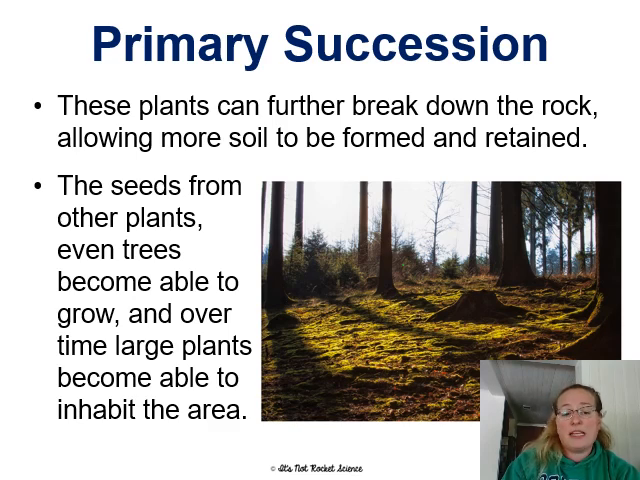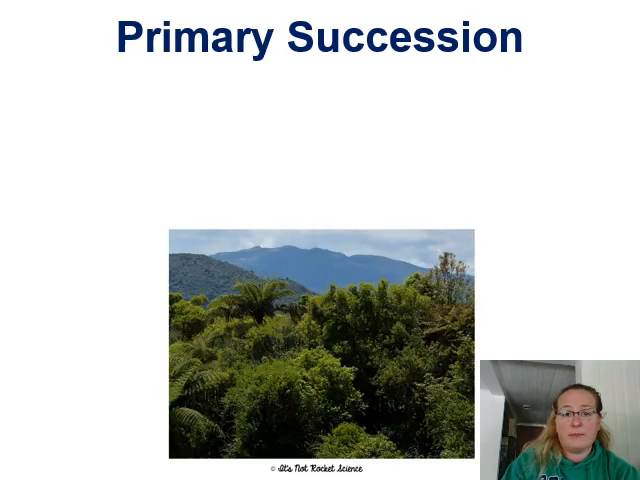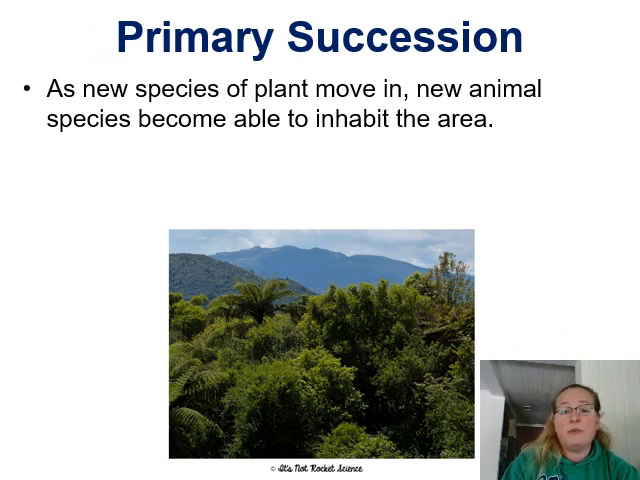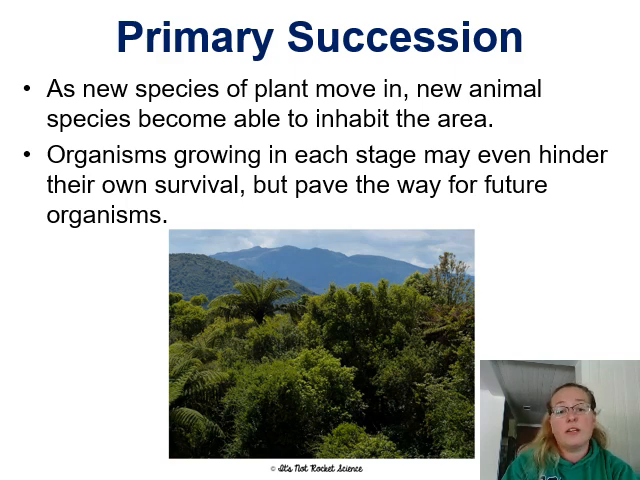Over time, large plants become able to inhabit the area. As new species of plants move in, new animal species become able to inhabit the area. Areas of land that animals were not previously interested in because there were no good food sources, now they are, and they start to move in. Organisms growing in each stage may even hinder their own survival, but pave the way for future organisms.